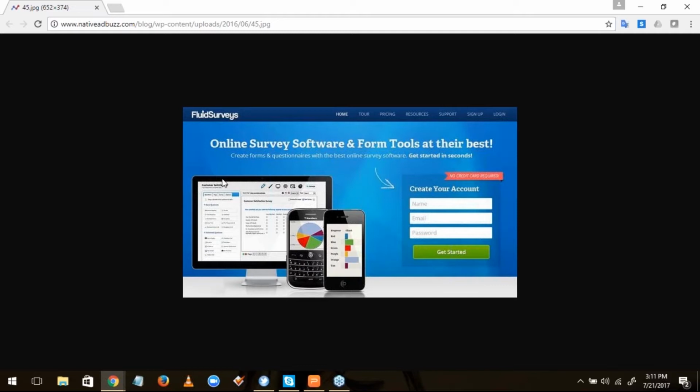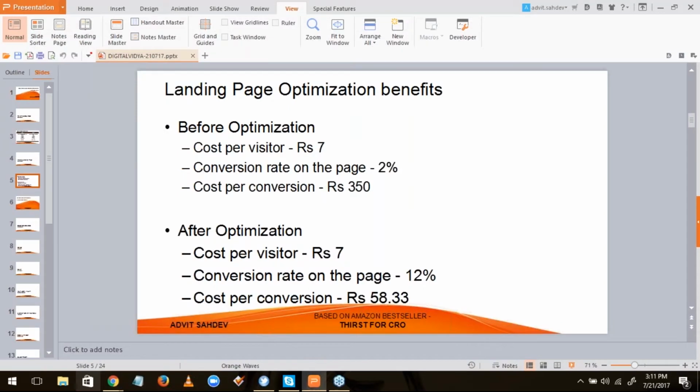So it's a very basic example of a landing page. You would have seen lots of such landing pages and even designed many of them. Let's look at another example very quickly.